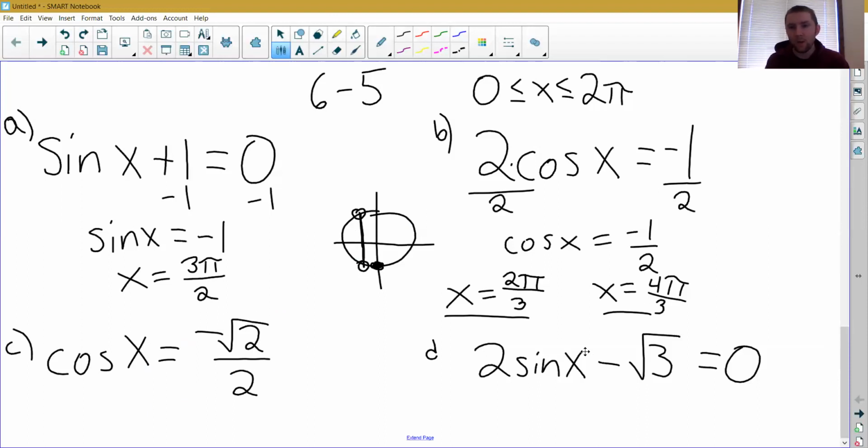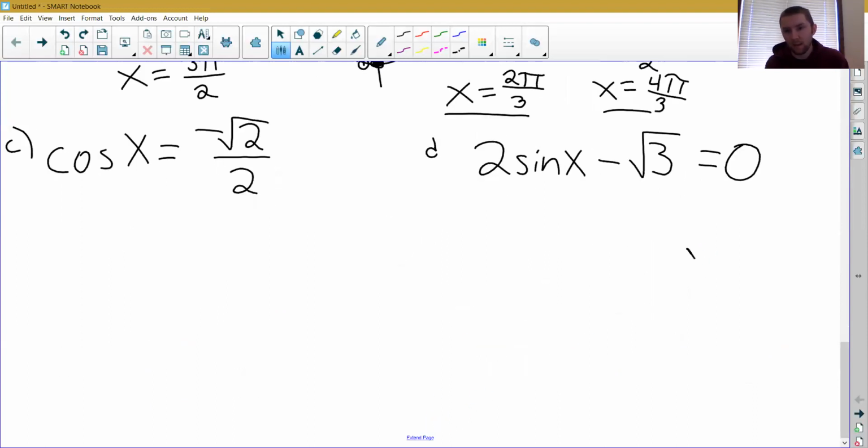And then here, we actually have to do 2 things to get the trig stuff by itself. We have to add radical 3 over to here, and then divide away the 2. If I help you out just a little bit, this one's going to end up looking like radical 3 over 2 when we get the sine x by itself. Then you're going to use your unit circle again to find the points where the sine of x is equal to radical 3 over 2. So I'd like you to do C and D, finish out problem 6-5, and then I've given you a couple extra practice problems, I believe.